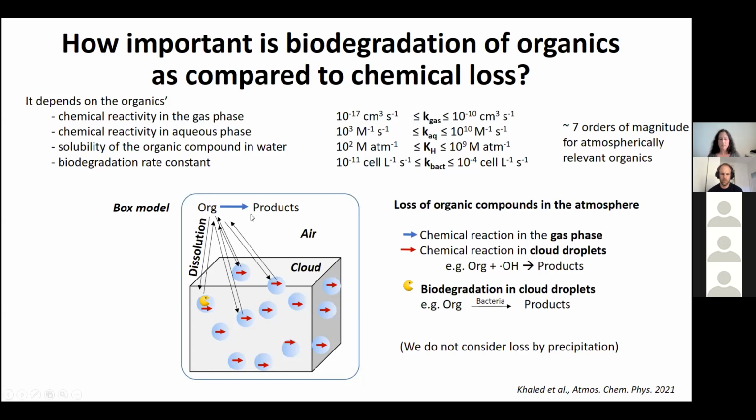So we use the box model, just like shown here. We have many droplets and a gas phase. Organic compounds and oxidants are in equilibrium or exchanged between the two phases, and 1 out of many droplets has a bacteria cell. We only compare the chemical and biological processes. We do not consider wet deposition, because that would be a different process we cannot really address with a model like this.